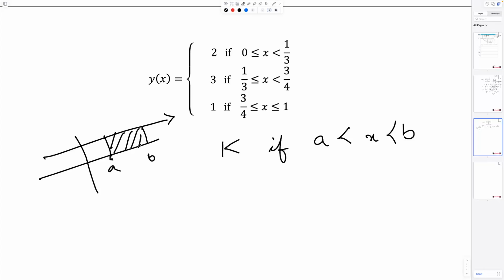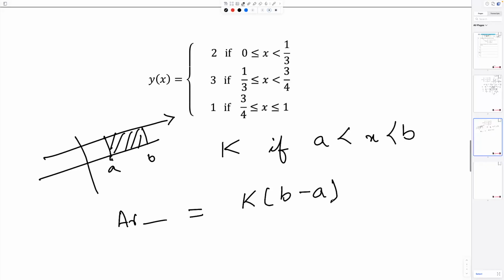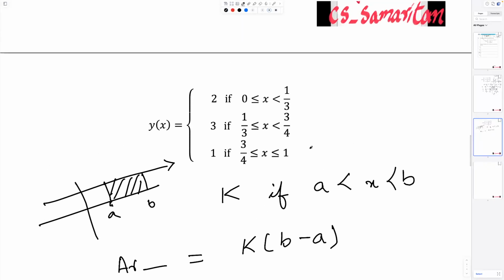We're considering one example thoroughly, but from that, whatever we get, we're going to deductively apply that on every single case, right? So what is the area of this rectangle? The area is basically equal to k times b minus a. Is that not the case? Yes, that is the case, right? So directly apply this formula to every single entry, and then just add them.